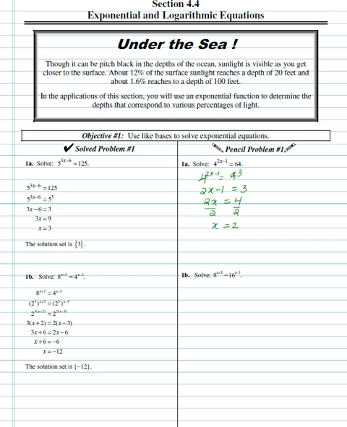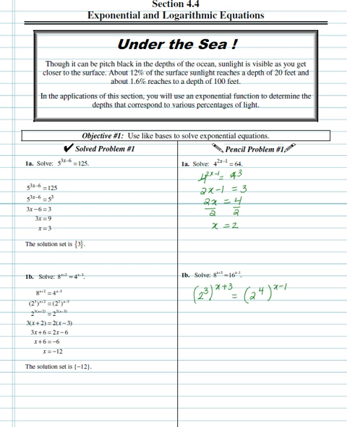Solve 8 to the power x plus 3 is equal to 16 to the power x minus 1. There's no way I can change 8 to 16 power something or 16 to 8 power something. The only way I can work this out is changing 8 to 2 cubed and changing 16 to 2 to the power 4, and go back and put the powers. 3 times x plus 3 equal to 4 times x minus 1.